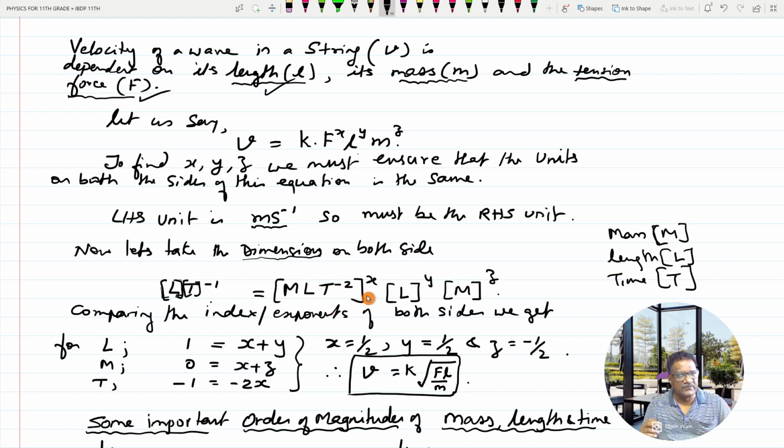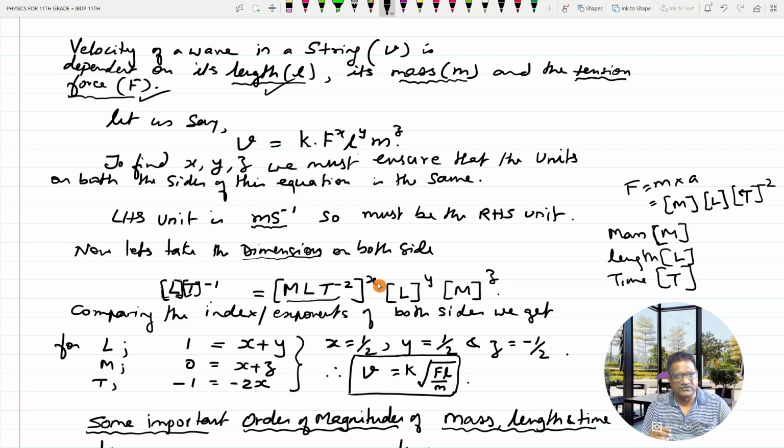Force ka dimension is MLT raised to minus 2. This is the dimension formula of force. Now why MLT raised to minus 2? Because force is equal to mass into acceleration. Mass is nothing but M. Acceleration is meter per second square, so it is length and then second square. Second square can be written as T minus 2, and that is why it is MLT minus 2.